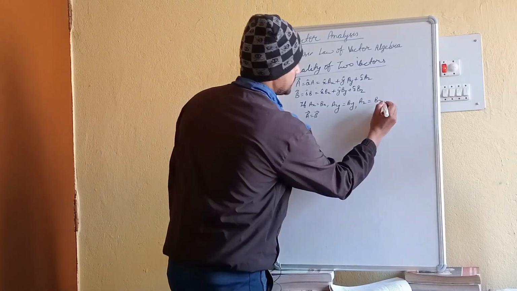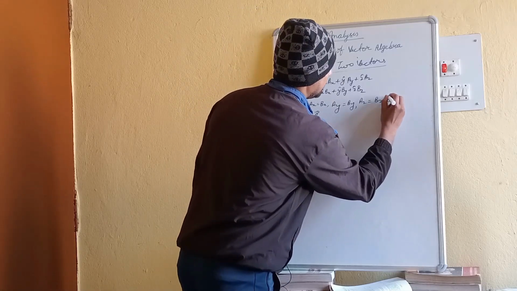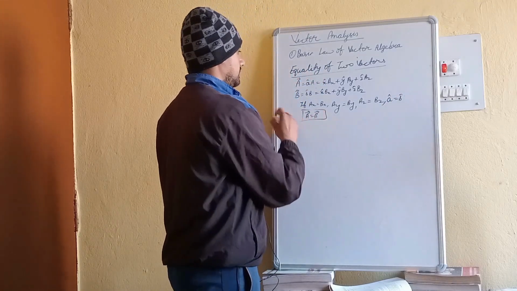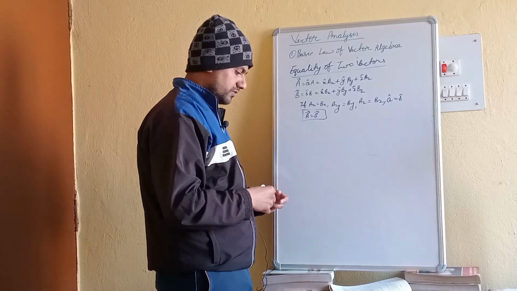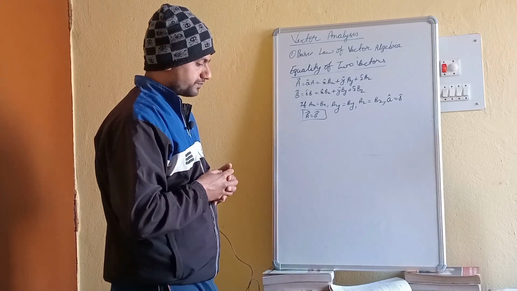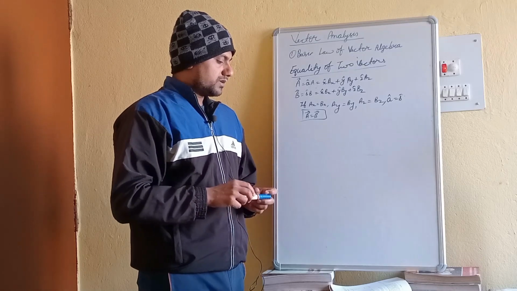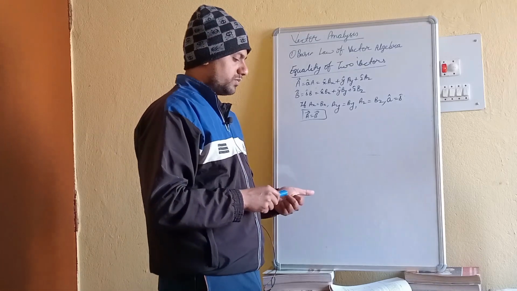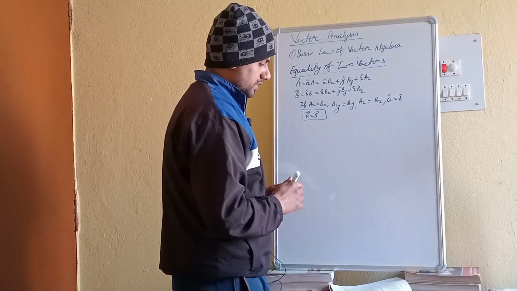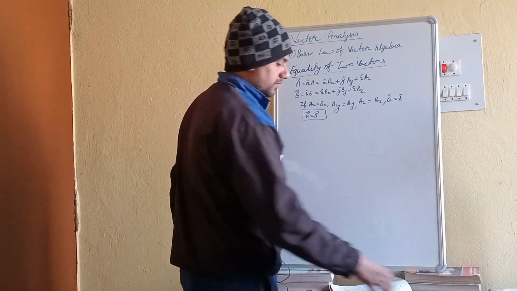One more thing you have to keep in mind is that the unit vectors should also be equal. The condition is that A cap should equal B cap. If this condition is satisfied, then we can say that these two vectors A and B are equal. In the same way, we can add, subtract, multiply. Now next, I am going to explain the addition of two vectors.